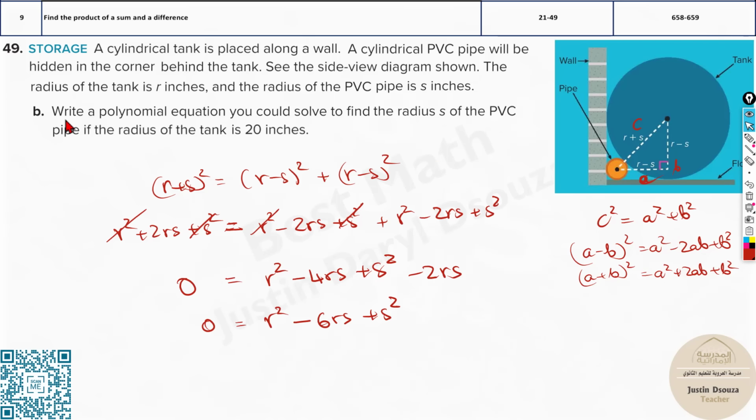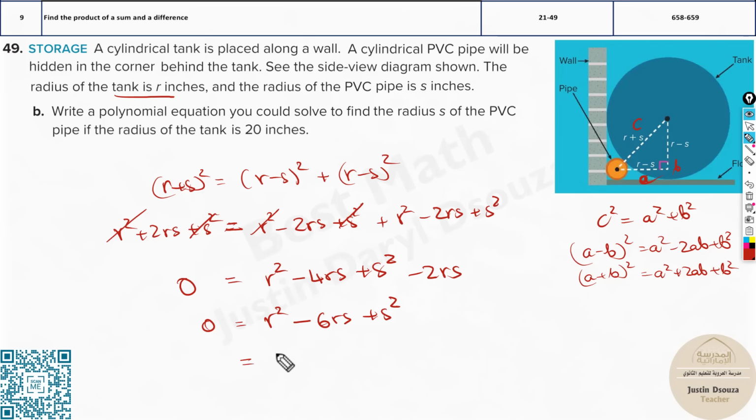And there is a part B. Write a polynomial equation you could solve to find the radius S of the PVC pipe if the radius of the tank is 20 inches. Now the tank radius, what is the tank radius? Tank is given as R, isn't it? See, they have clearly mentioned the tank is R inches. So basically R is given to be 20. How much would be the S radius, the PVC pipe's radius?